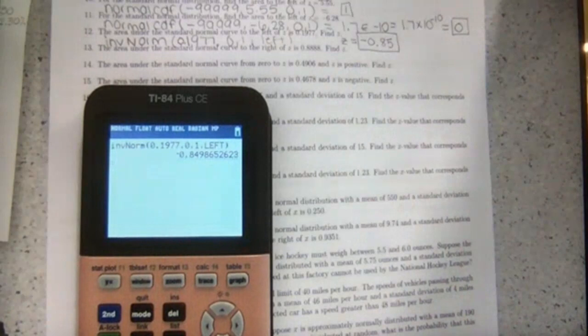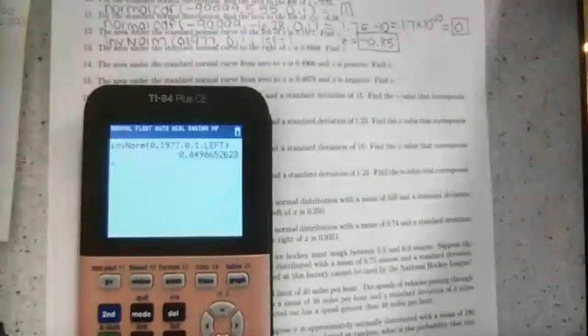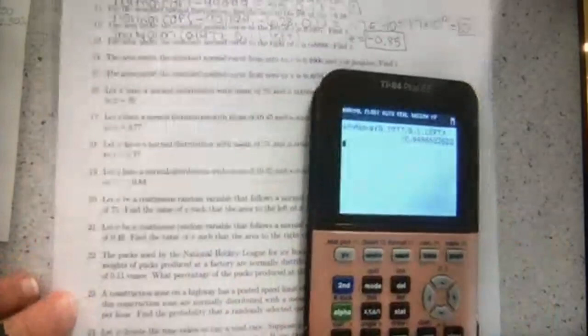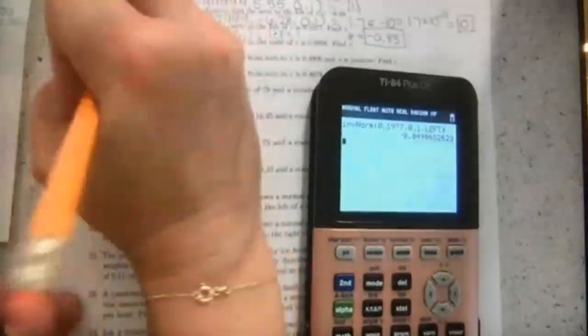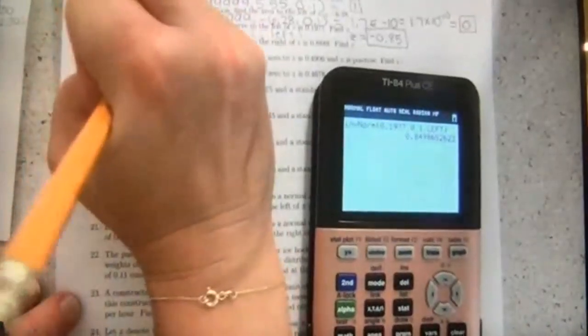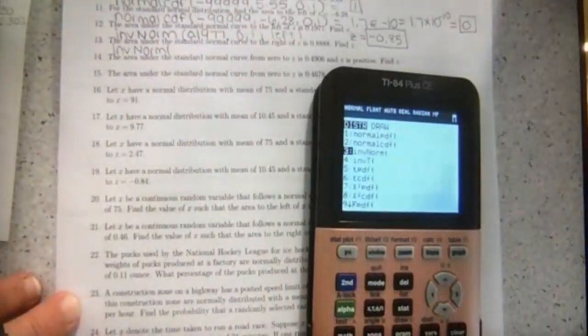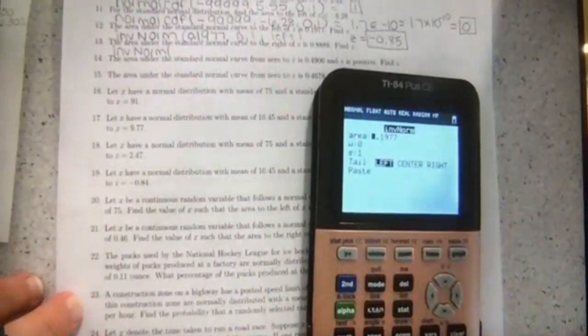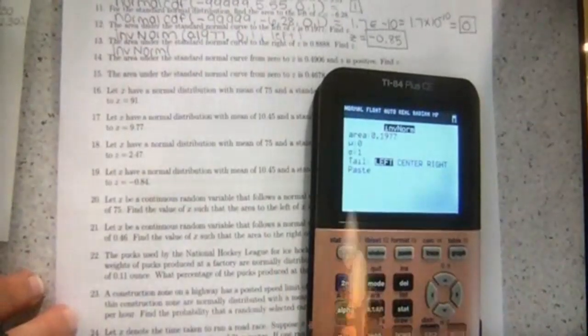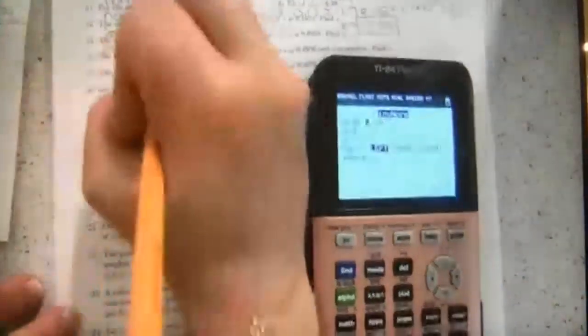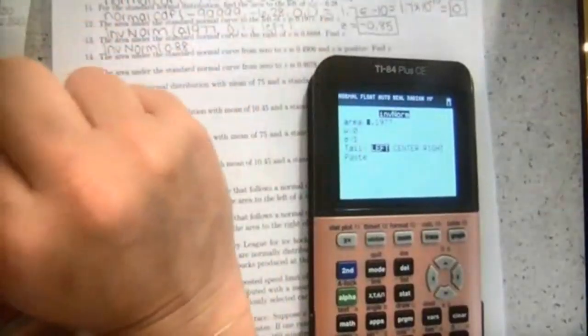Same thing for number 13. The area under the standard normal curve to the right of z is 0.8888. Find z. So this is where it's different if you have left or right options. We're still doing inverse norm. If you have the option, so second bars, inverse norm, like mine for left, right, and center, I can tell it that the area to the right is 0.8888.